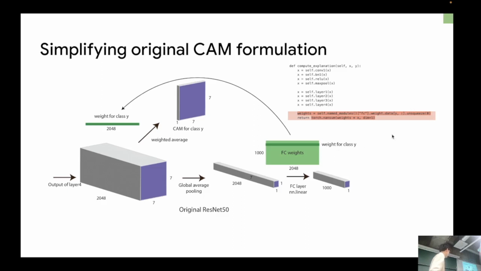What CAM does on top of that is, for this weight matrix, you take the slice corresponding to the class of interest, Australopithecus, which is a 2048 dimensional vector, and then you do a broadcasted pointwise multiplication of this vector with this tensor, and then you collapse the channel dimension. And that gives you a 7 by 7 feature map, where the channel dimension is now just 1.